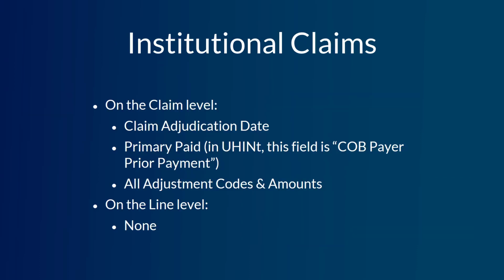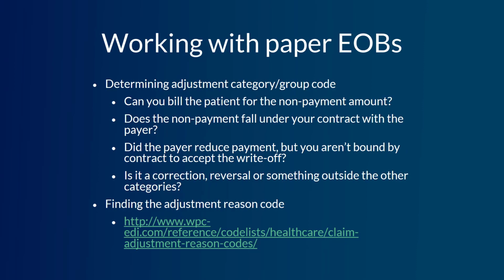For institutional claims, when you're entering COB, again on the claim level, you're going to need your claim adjudication date, the primary paid amount. Now in UHIN specifically, that field is the COB payer prior payment. That is where you'll enter the primary paid amount. And then you'll need all of your adjustment codes and amounts. And hopefully you did not get a COB with any line level information and you can just stay on the claim level.